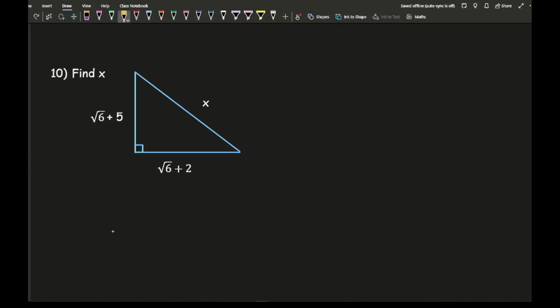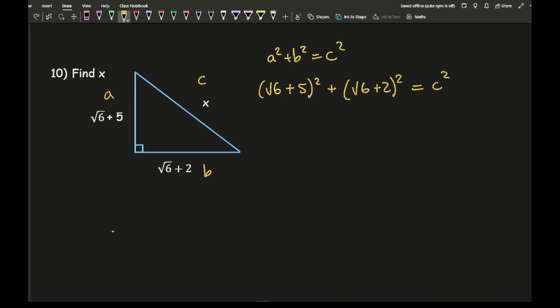So first thing with Pythagoras is we label the sides. So let's call that a and b. And what we know is that a squared plus b squared equals c squared. Now hopefully you can see the link towards what we've got to do here. We've got to work out what x is. So here a squared is going to be root 6 plus 5 squared, plus root 6 plus 2 squared, and that all equals c squared.